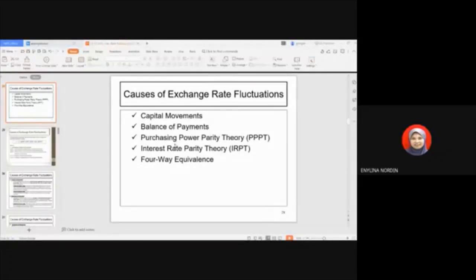Today I continue my lecture on international finance with the causes of exchange rate fluctuation. As mentioned, the causes include capital movement, balance of payment, purchasing power parity theory, interest rate parity theory, and forward equivalent.